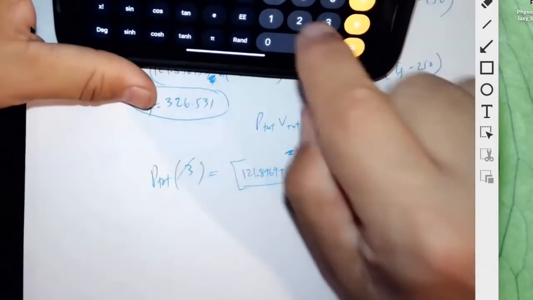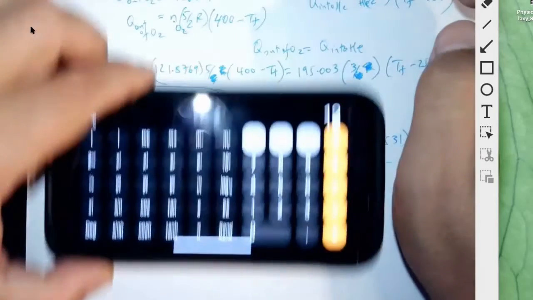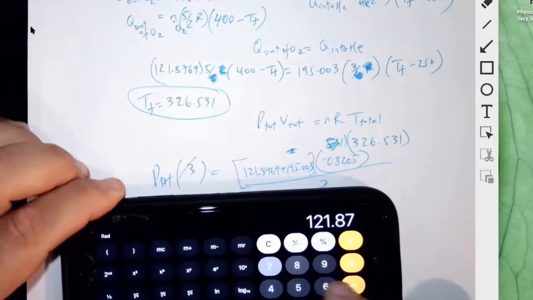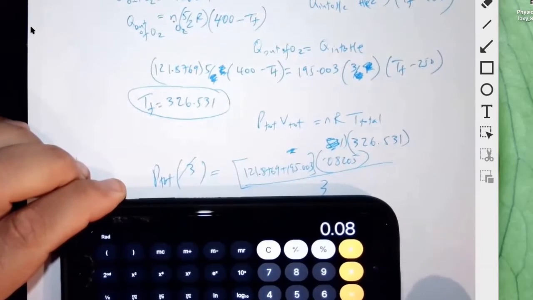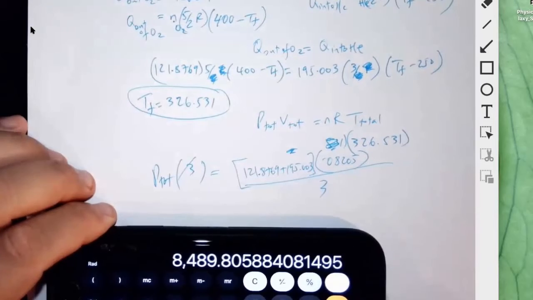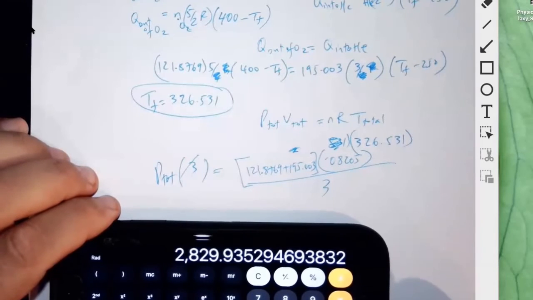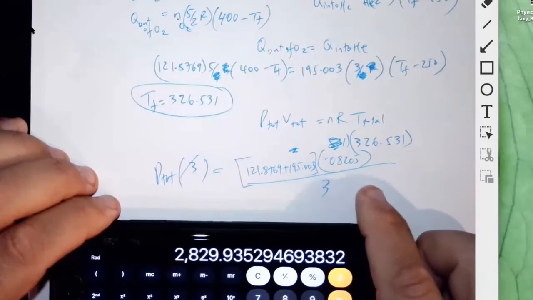Okay, so then we have plus 121.8769 times 0.08205 times 326.531 divided by 3. Is that atmospheres? It's moles. 0.08, 326. Isn't that too big?